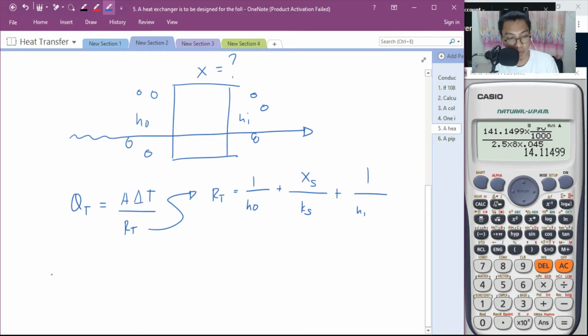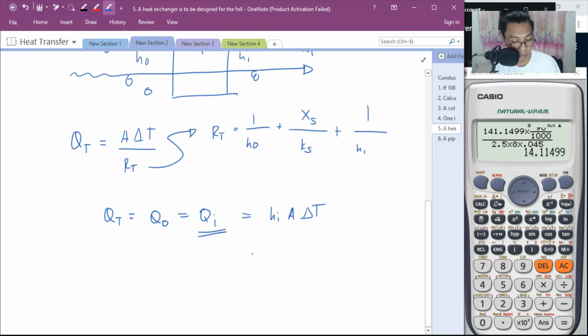Okay, pwede natin makuha yung sa inside, meron kang QI dito, meron kang QO dito. And equal yung Q nila sa lahat. Okay? Equal lahat yon. Where QT is equal to QO is equal to QI. Pwede natin makuha si QI, where QI is equal to HI, area, delta T. Ngayon lang, wala tayong area. Okay? E di pwede naman to QI over area equal to HI delta T.